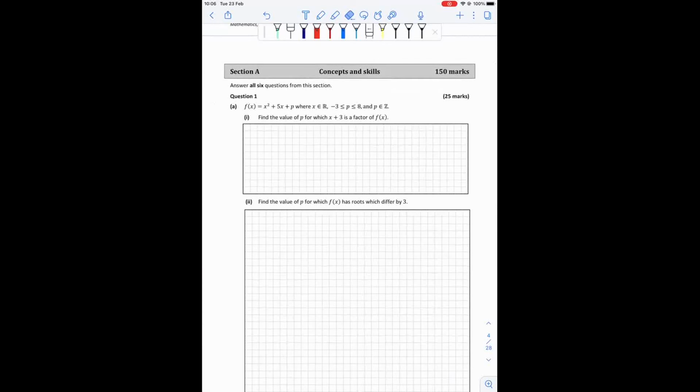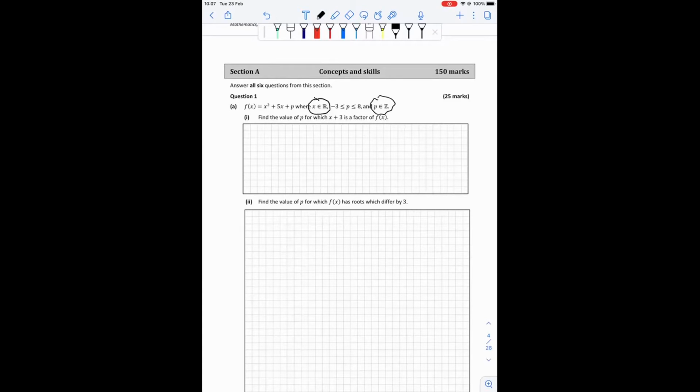Where it says f of x is x squared plus 5x plus p. P is a number between -3 and 8. They're telling us it's a real number, and they're telling us p belongs to Z. Real number, we'll just remind you, is all the numbers, decimals, plus and minus, and Z, of course, is all the whole numbers, minus and plus. So when they're telling us that p is a number between -3 and 8, it can be -3, -2, -1, 0, and so forth.